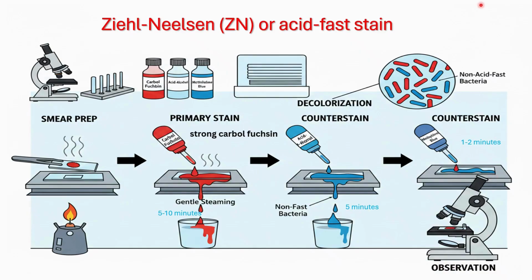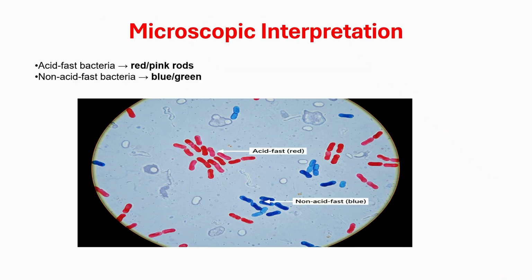Wash the slide with clean water, wipe the back of the slide and place it in a rack to air dry. Do not blot the smear. Finally, examine the slide under a microscope using the 100x oil immersion objective. Under the microscope, the acid-fast bacteria will appear bright red, while the other bacteria take up the blue counter stain. These contrasts make identification straightforward.